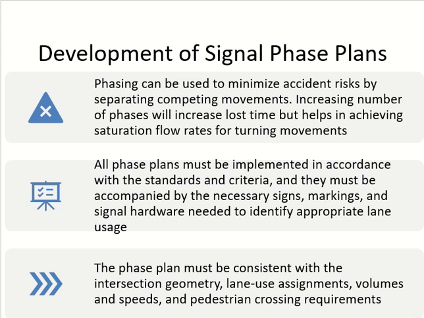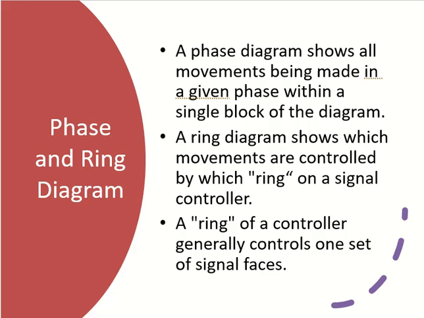And volume requirements. Usually, we don't try to combine heavy movements together in one phase, because that can create a lot of problems and that can result in crashes. Two heavy movements happening at the same time, we don't usually prefer it. So the volume should also be considered when you are deciding the phasing plan.